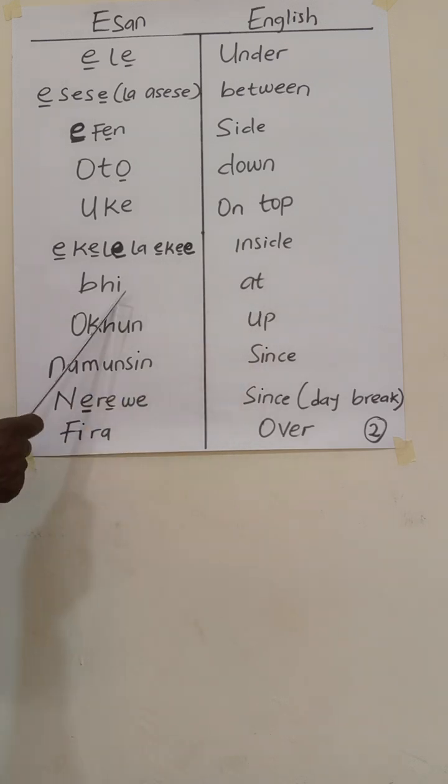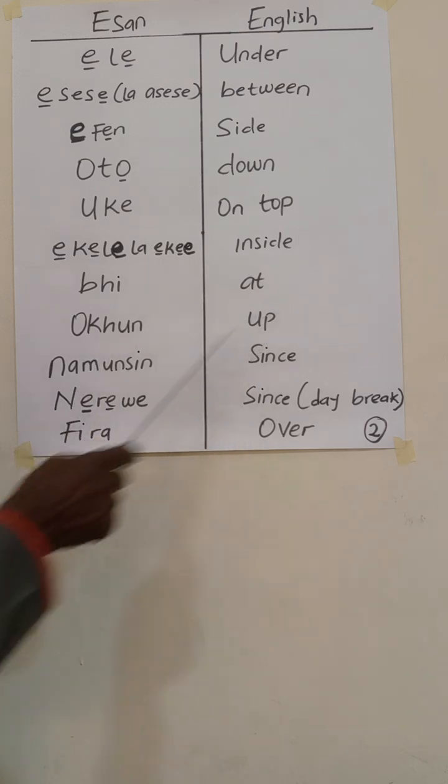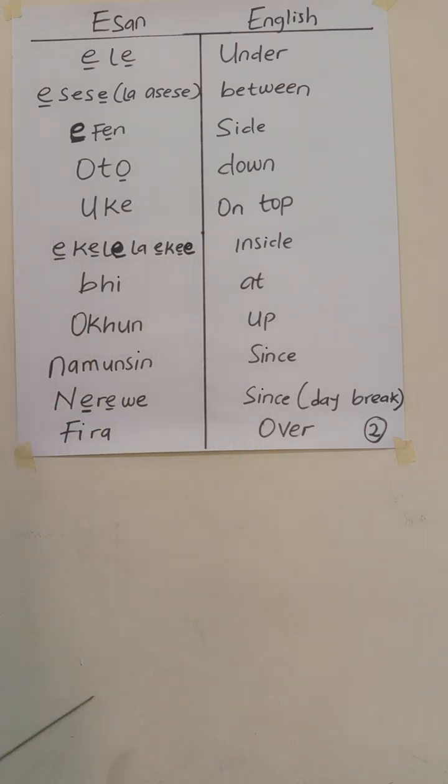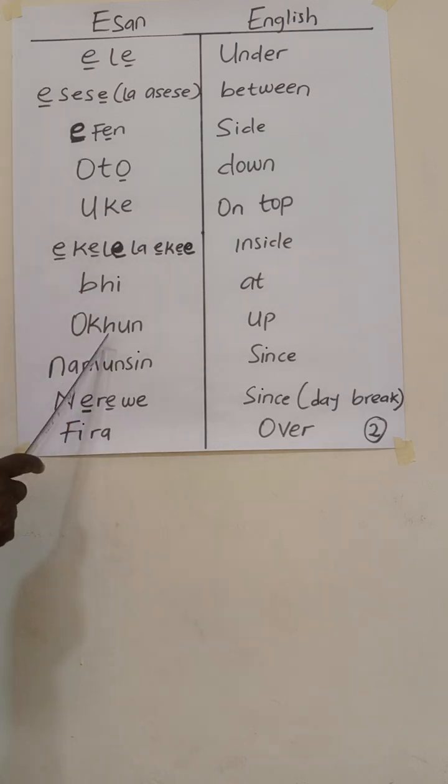In Esan it is called vi. The other one is ohun. Ohun means up. Afiameri ohun. The bird is up. Ohun in Esan, up in English.